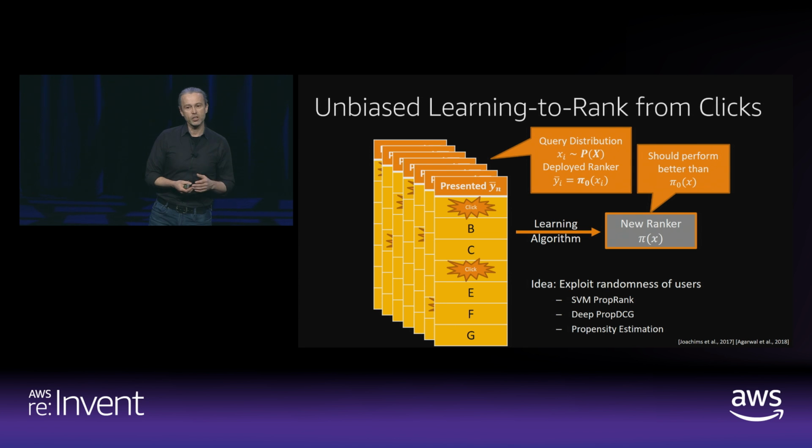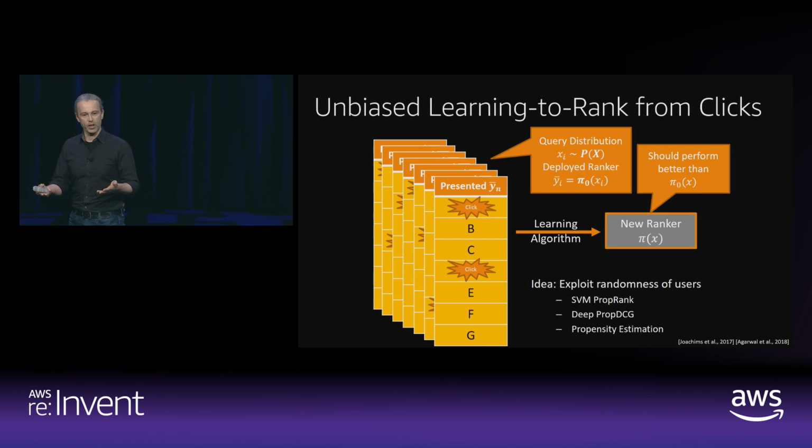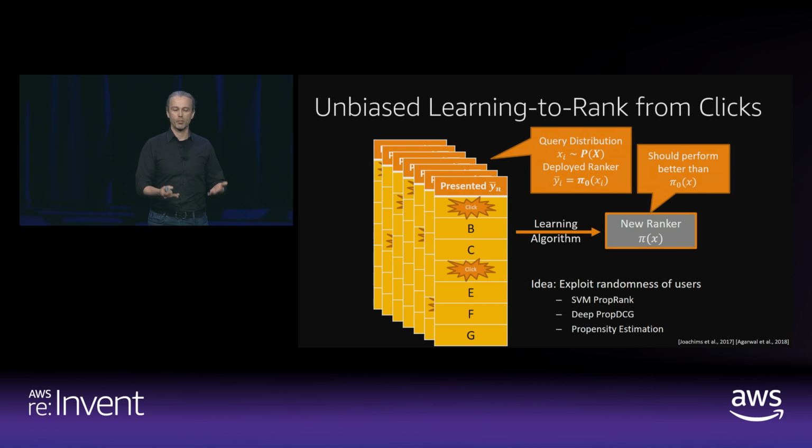But here you can actually exploit the stochasticity of your users. Your users are somewhat random. So what we come up with is actually methods for exploiting the randomness in user behavior and using that to debias the results and coming up with unbiased learning to rank algorithms.